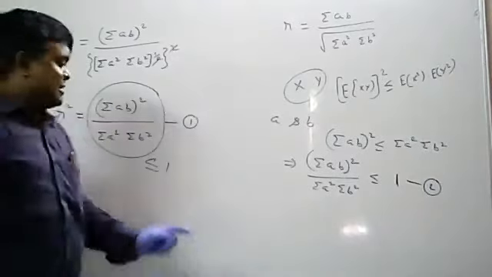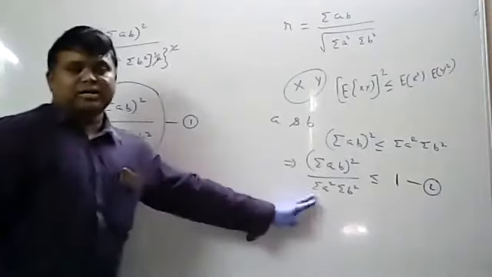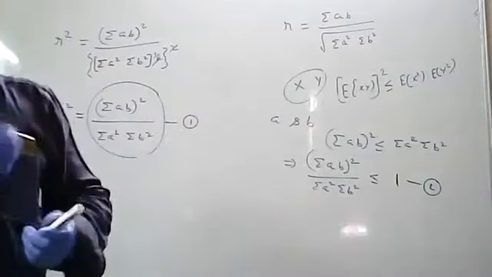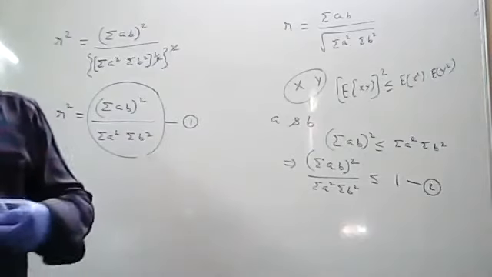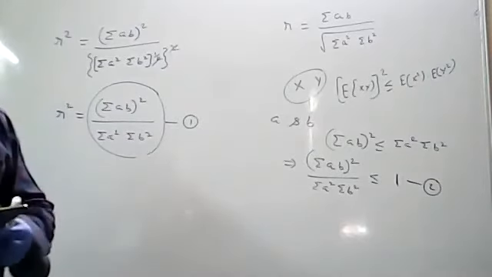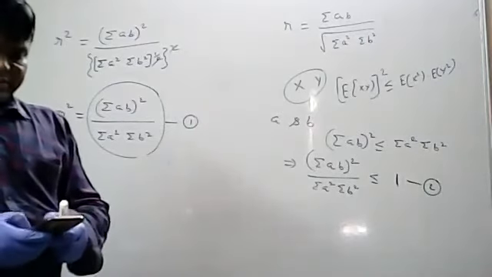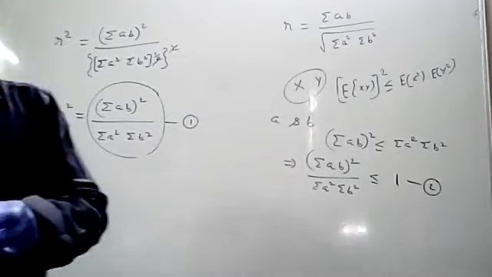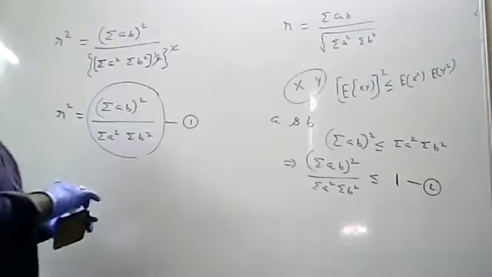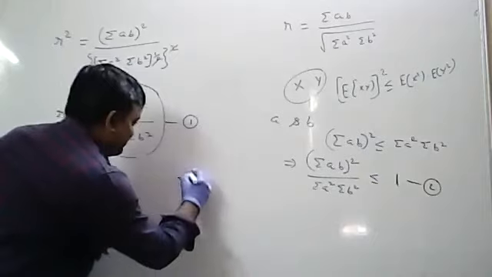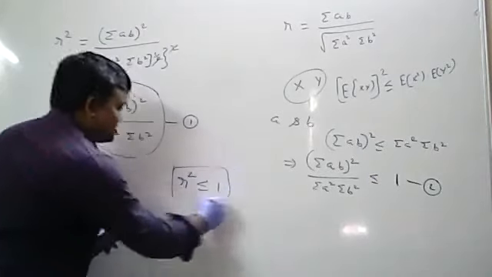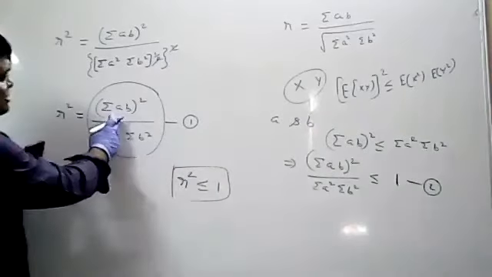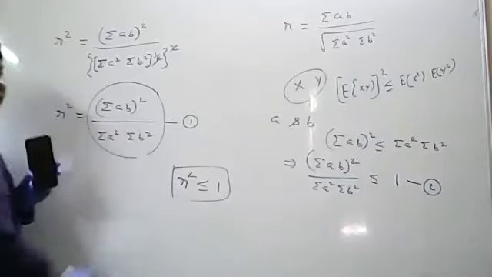Okay, so write down. Next line. From equations 1 and 2 we have R square less than or equal to 1, because this value is less than or equal to 1. So that means R square is less than or equal to 1.